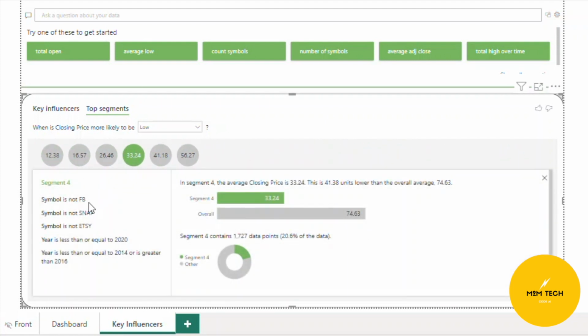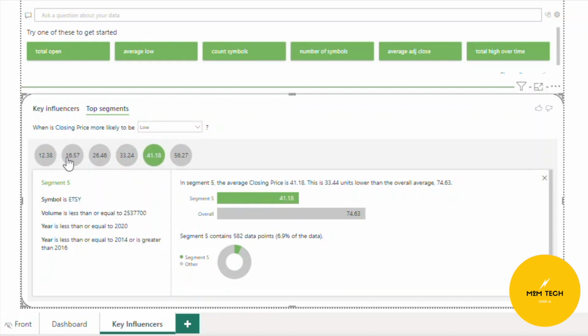So in this segment, it clustered things that were not Facebook, Snap, or Etsy, and then the year was before 2020, or less than 2014 and greater than 2016. And we can see that the average closing price for anything with these characteristics was this versus the overall. You can use that to determine what influences rising prices or lower prices more than the other, etc. It's pretty cool stuff.